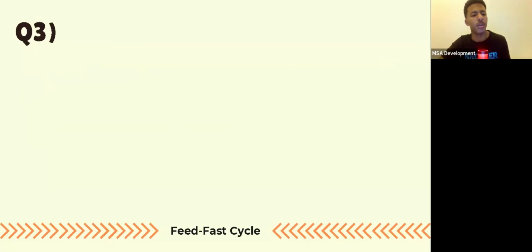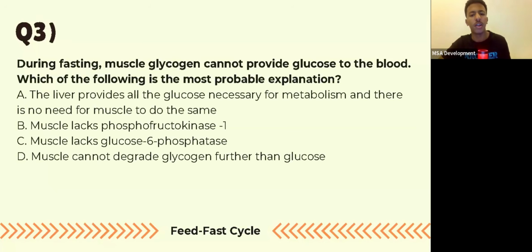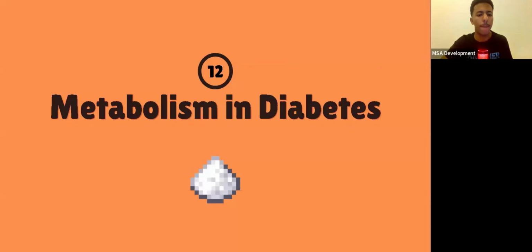Question 3. During fasting, muscle glycogen cannot provide glucose to the blood. Which of the following is the most probable explanation? 3, 2, 1. The answer is C. Muscles lack glucose 6-phosphatase, and you just have to memorize it honestly.